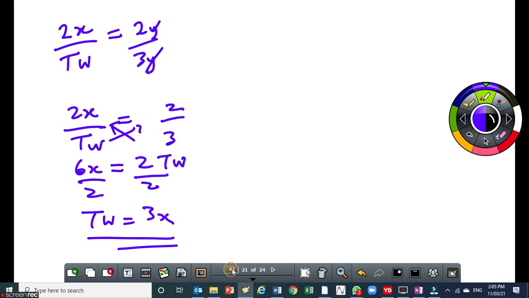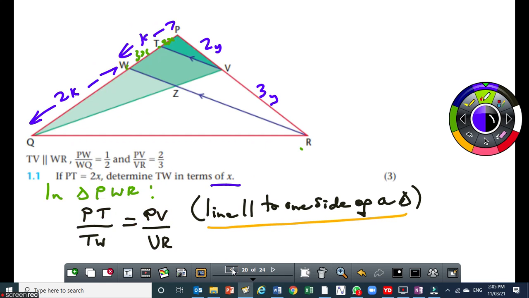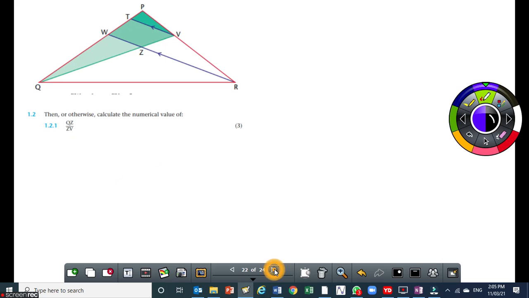Right, let's go to 1.2. Before I carry on, I just want to check if I finished there. I finished there. It's the same diagram, but because it's geometry, I decided to use it again because of technology, obviously. So just give me a second.